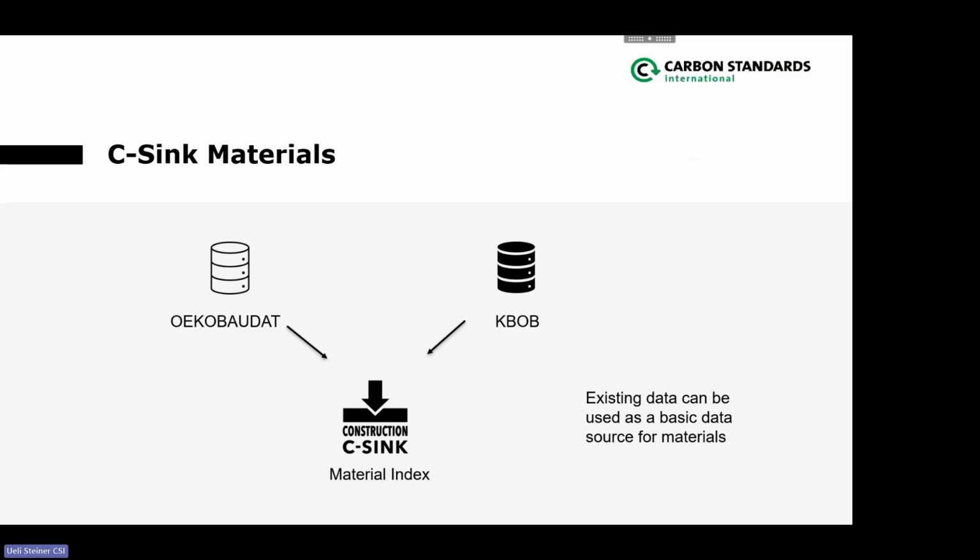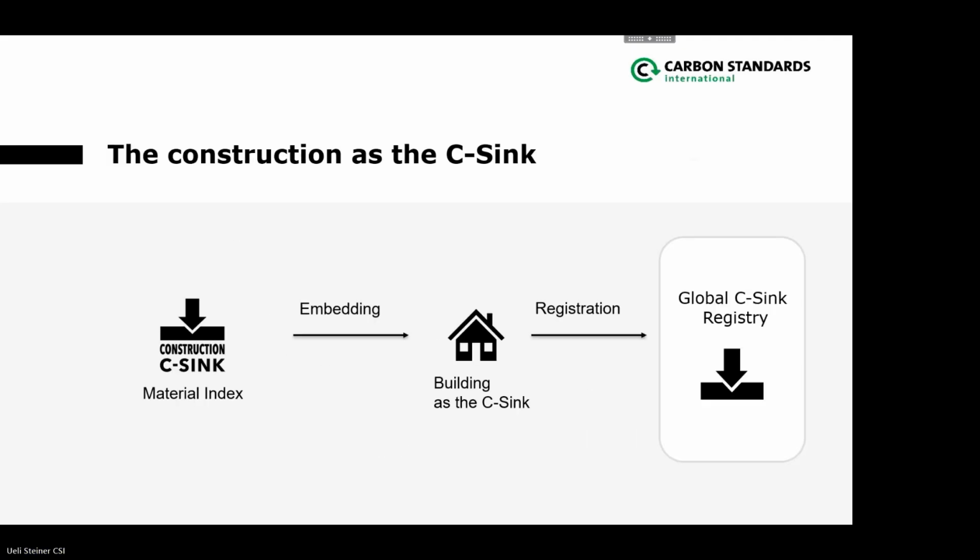But it's important that we use existing data sources. It's not our plan to do something new, to create new databases. It's not the approach that we have. The system is then really simple. We have the material index, the hemp stone. We have the embedding process. We have the building as a CSync. We have the registration of this building.